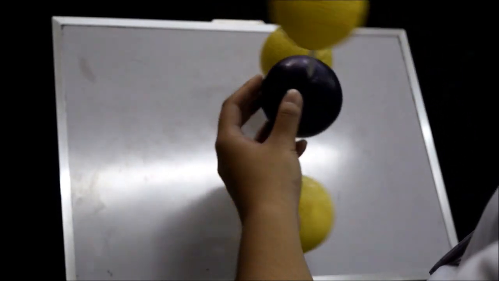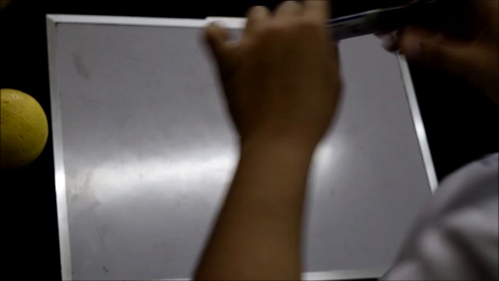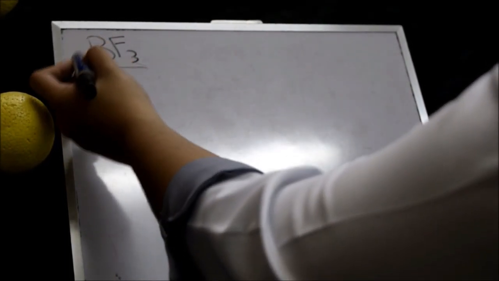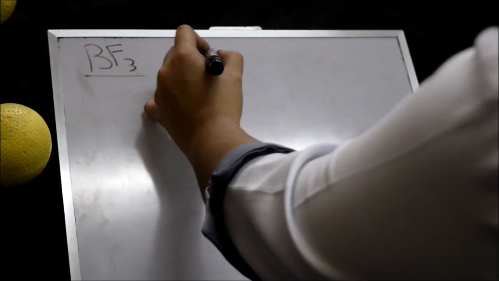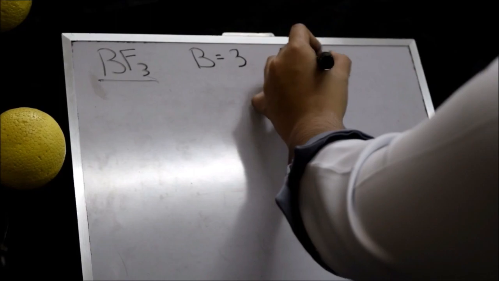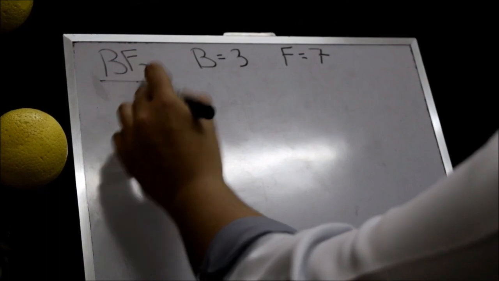So here we have a trigonal planar model in 3D form. And now I will be explaining to you why it takes shape in this form. First, I will give you an example, BF3, which is boron and 3 fluorine atoms. Firstly, we will need to compute the total valence electrons of BF3. Boron has a total of 3 valence electrons, while fluorine has a total of 7 valence electrons. But since there are 3 fluorine atoms, we will need to multiply 7 by 3, which is 21.